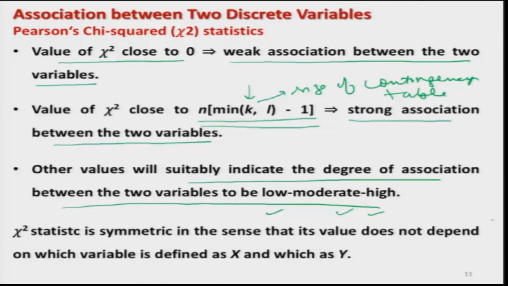One aspect of this chi-square statistic is that it is symmetric. Symmetric means that which of the variables you take in the row or column will not make any difference. For example, you had seen that we had constructed the frequency table with persons and taste, and taste and person. In both cases this chi-square statistic will remain the same.